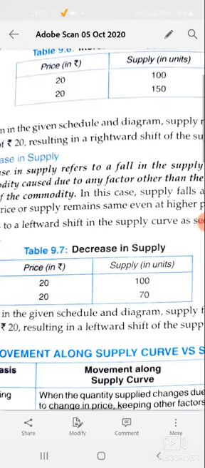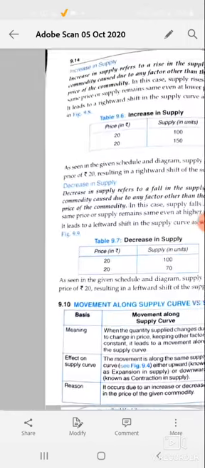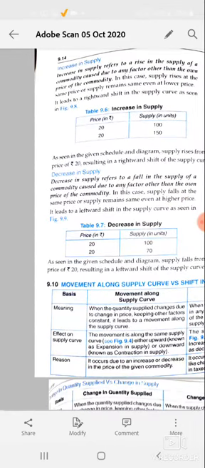Now decrease in supply, the opposite of it. If the quantity supplied falls but the price remains constant, again due to other factors than price, it is called decrease in supply. Remember, in case of change in supply, price always remains constant, and it occurs due to change in other factors.